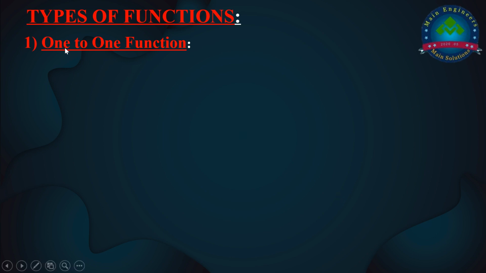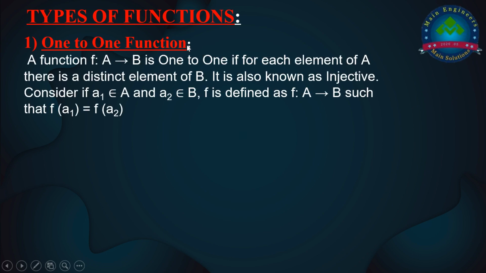In this type of name, as we see, the first word denotes the input and the next one denotes the output. That means there is one input and there is one distinct output. So those type of function is called one-to-one function. So let's define it in the same way. A function f: A → B is one-to-one if for each element of A there is a distinct element of B. So each element of input has a distinct output. So those type of function is called one-to-one. It is also known as injective function.